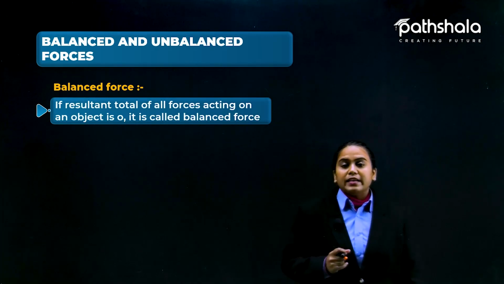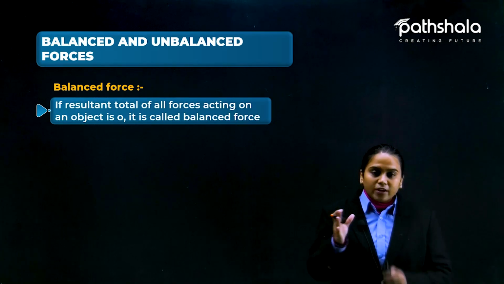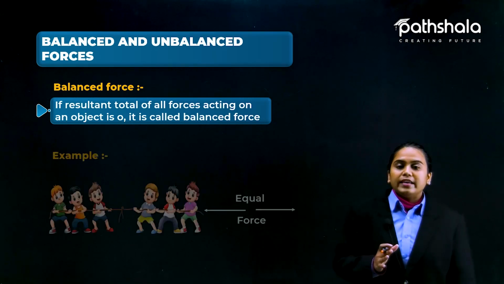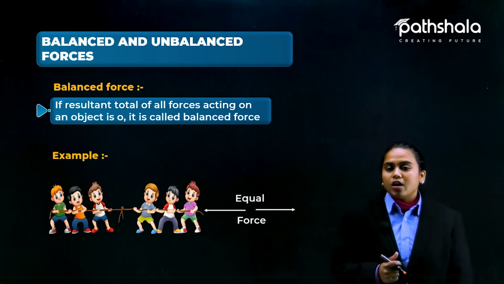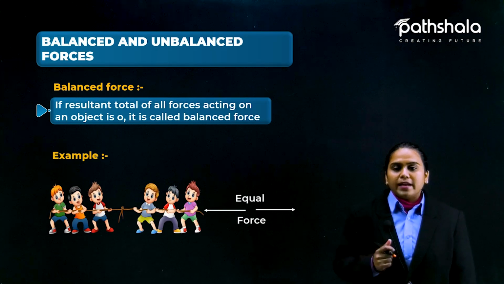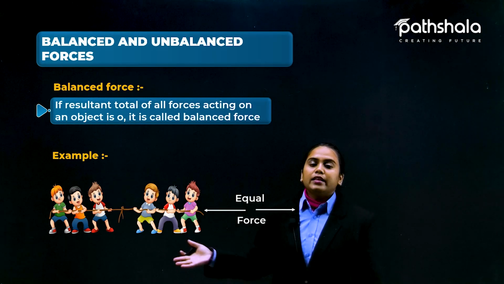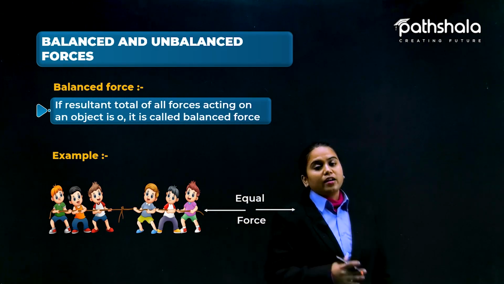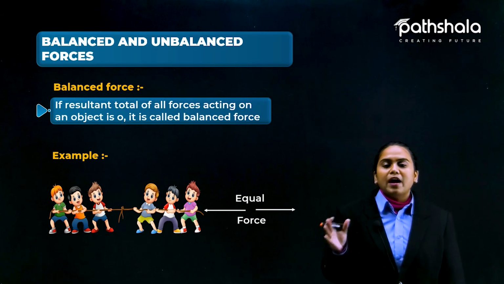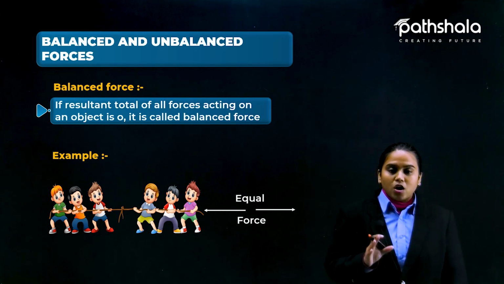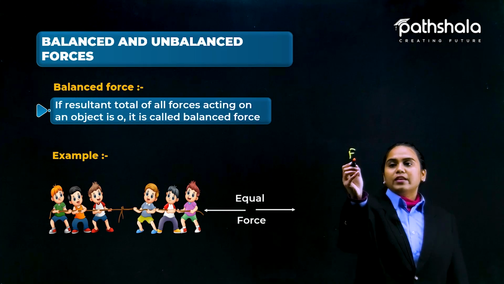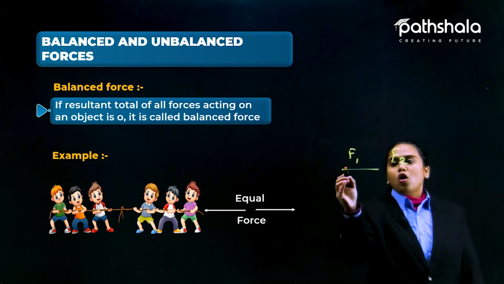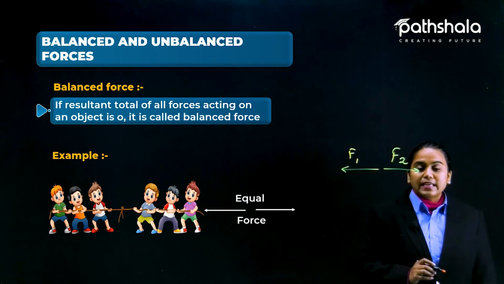So if the resultant total of all forces acting on an object is zero, it is called the balanced force. Like here is a diagram where you can see a tug of war game being played by the students. You may see here that the number of students on this side and on this side are equal. Let us suppose that all of them are exerting the same equal force. The force from this side, let us suppose, is F1 and here is F2. All of them are applying the same force.